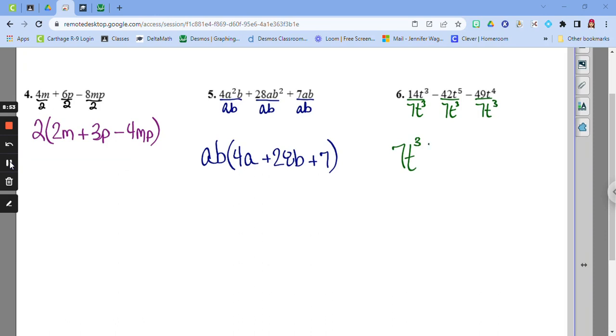So then that makes 14 divided by 7 is 2. T to the third over t to the third, the variable's gone, because that's t to the 0, which is 1. The next one, 42 divided by 7 is 6. T to the 5th divided by t to the 3rd leaves you with t squared. 49 divided by 7 is 7. T to the 4th divided by t to the 3rd is t to the 1.